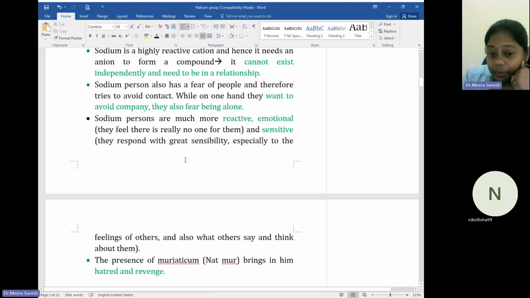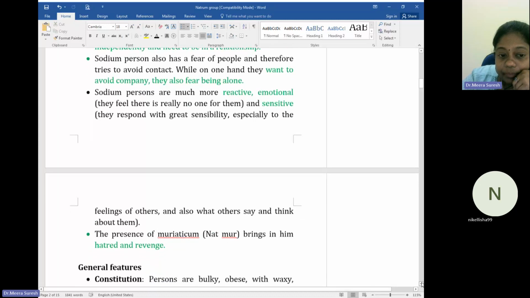Maybe because they are so sensitive, they also respond with great sensibility, especially to others, because they know how sensitive they are and how easily they get affected by how others behave towards them. They behave very nicely and sensibly to others. And they also consider what others say and think about them. They're very much bothered about it.